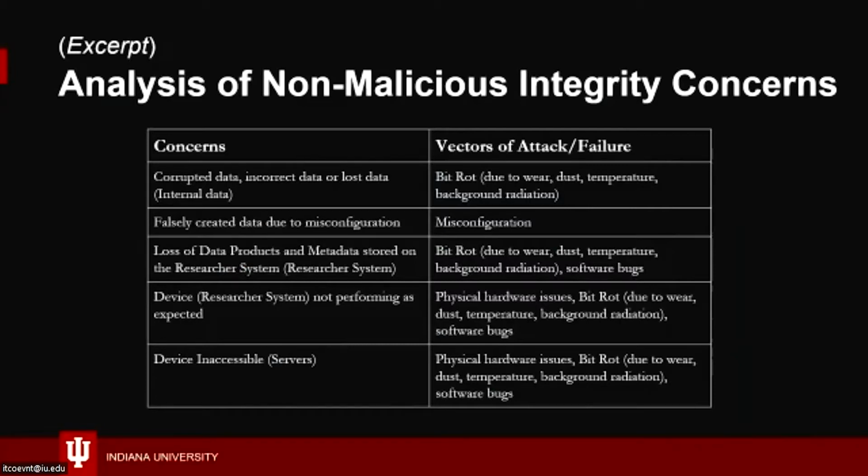Here, I'm going to give you two excerpts from our work. This is the non-malicious threat analysis. As you can see, we dealt with concerns for the data. Can you guys see the slide okay? Okay, great. In addition, vectors of attack and failure. One thing to note here is that the vectors of attack really aren't necessarily malicious attacks as labeled. We pulled that language in from OSCRP, so these would be more generalized, non-malicious threats.